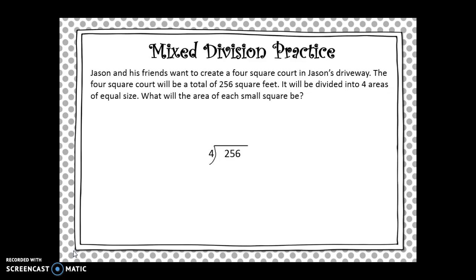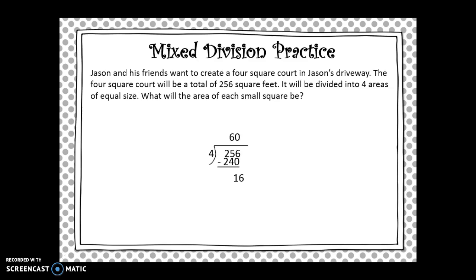Pause the video as you write down this example equation and also figure out how many groups of 4 I can make from 25. If you said 60, you would be correct. Remember, my next step is to multiply 60 times 4. 6 times 4 is 24, but with that 0, I have to use it as a placeholder, so I'm going to write 240. Then I have to subtract. When I subtract, I get 16.